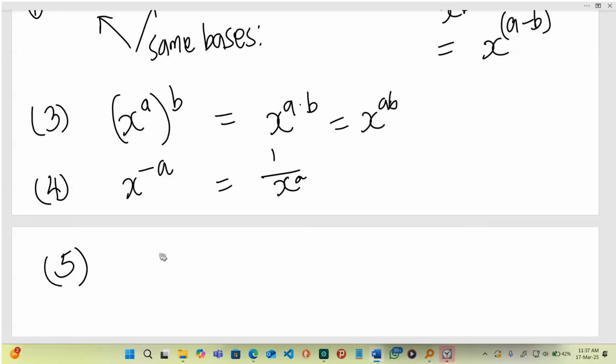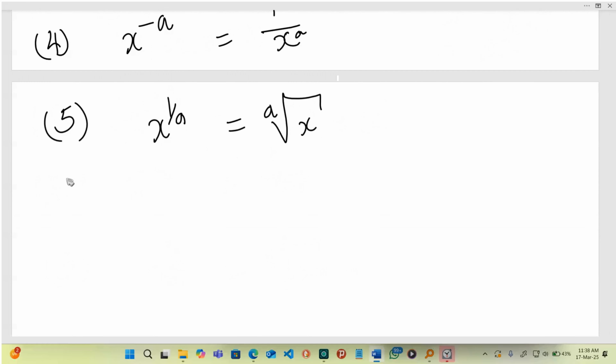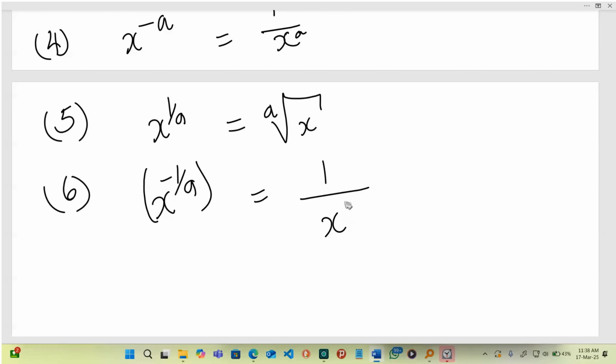Number 5, if I have x to power 1 out of A, this is the same as saying taking the Ath root of x. If I have x to power negative 1 out of A, this is the same as saying 1 out of x to power 1 out of A. And this is the same as 1 out of the Ath root of x.